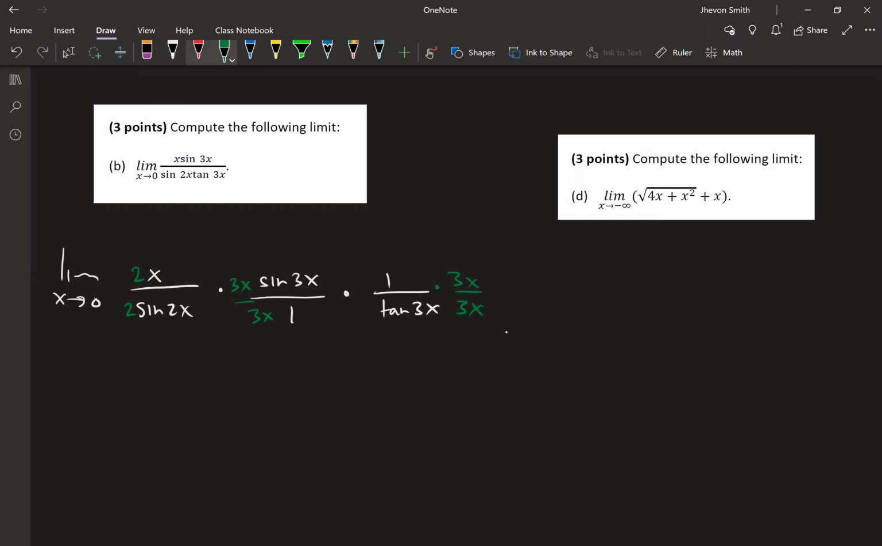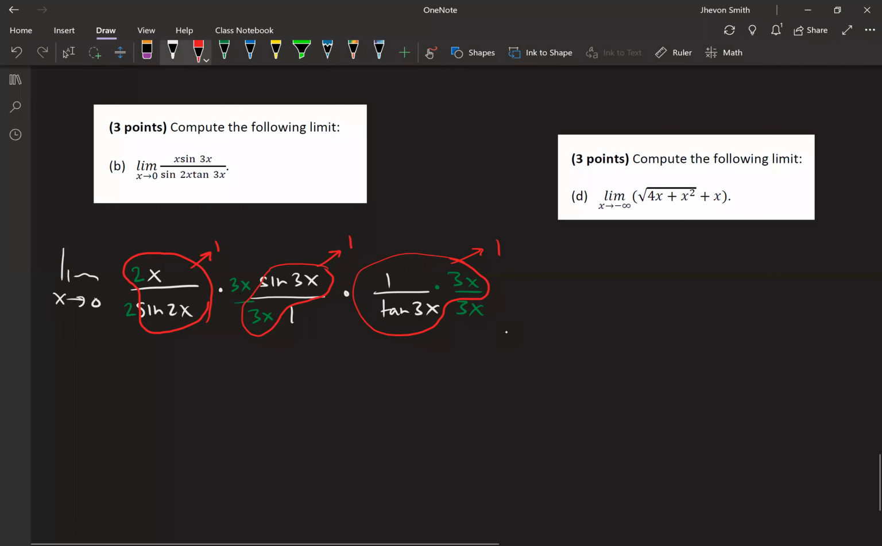And then you'll realize that this part here is going to go to 1. This part here is going to go to 1. And this part here is going to go to 1. And so you just have a half times 3x times 1 over 3x. So those guys cancel. So the answer is the half. Okay.